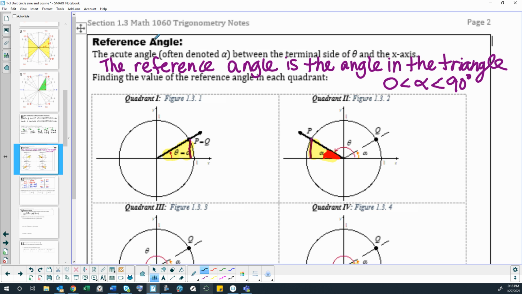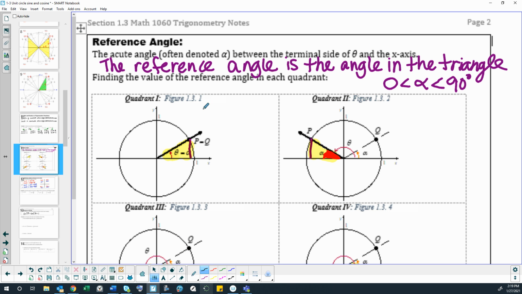Reference angles. A reference angle is the acute angle, which we're going to call alpha, between the terminal side of theta and the x-axis. So you're going to take your angle and draw it in standard position. We're going to call that theta. Like in this picture, theta is just first quadrant. This one, theta, you can see is marked right here as second quadrant, etc.